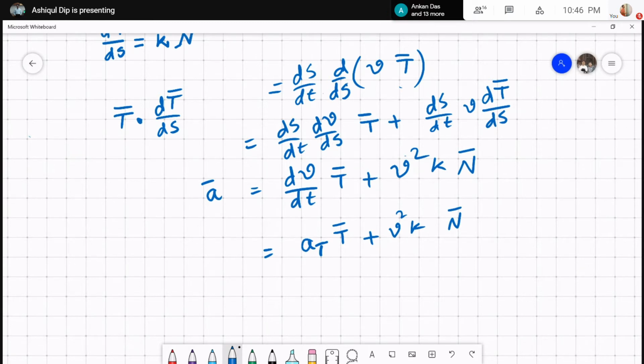That's why we call it an osculating plane. The trajectory of the particle kisses the Tn plane. It's known as the kissing plane as well. Okay.